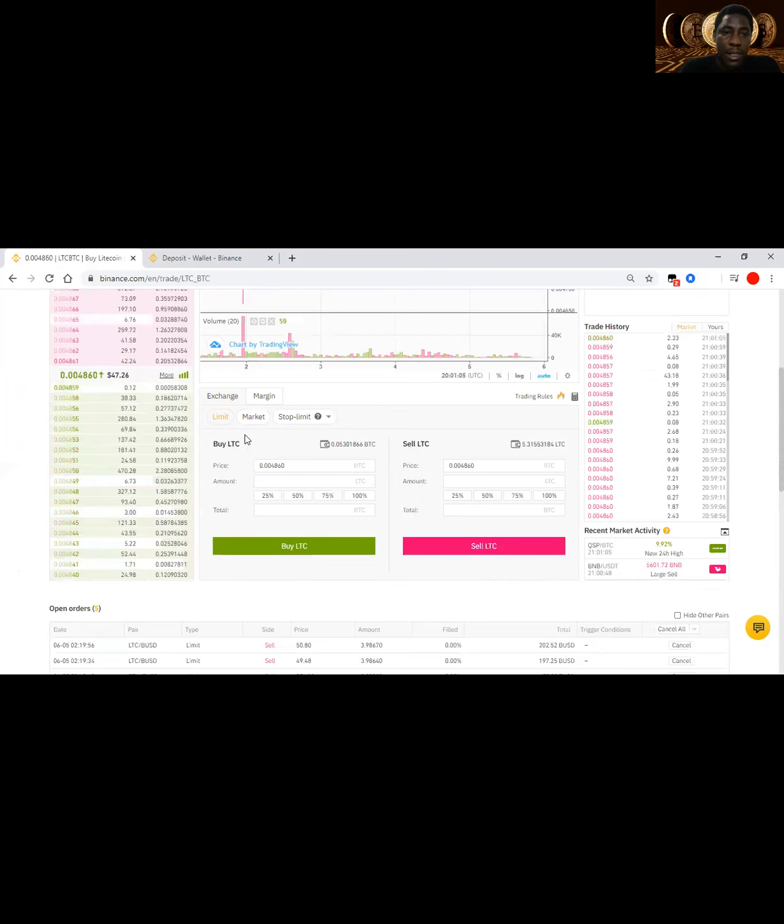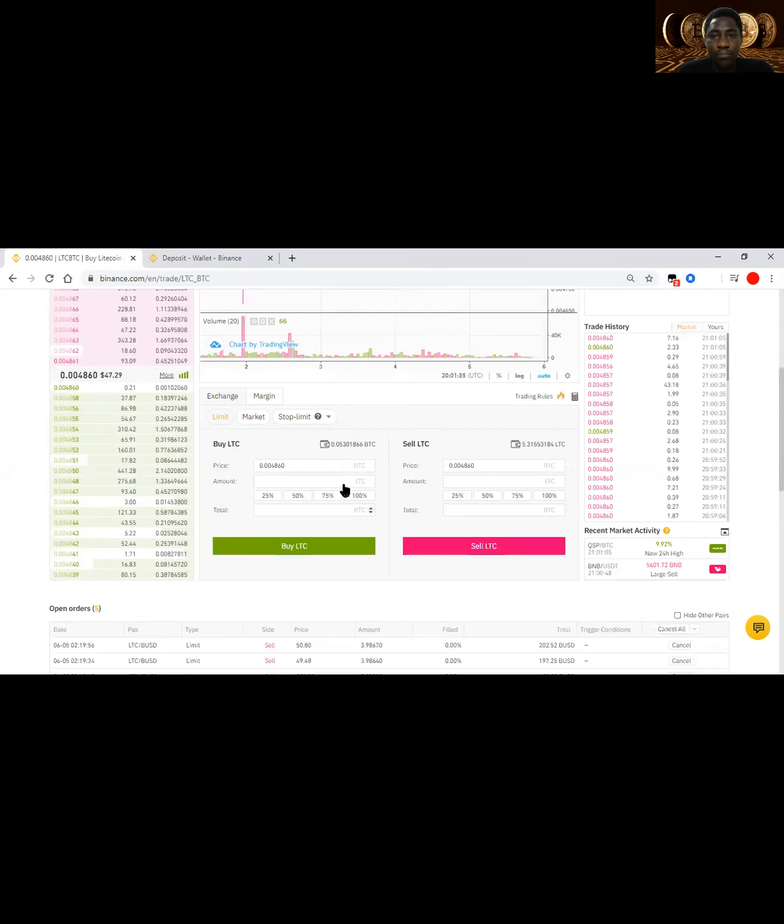We are here. Now we have limit, market, and stop limit. Limit, market, and stop limit. Now, under stop limit, we have OCO and stop limit. Okay, we got OCO and stop limit. I'm going to explain all of that one after the other. Now, stop limit.